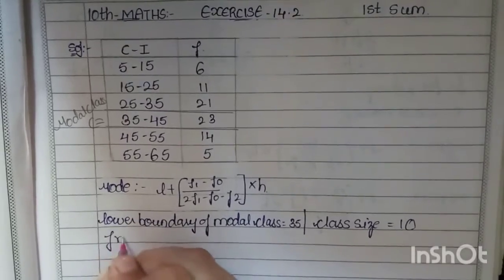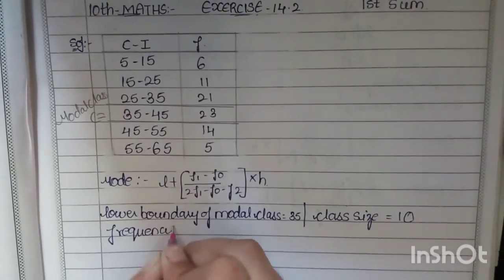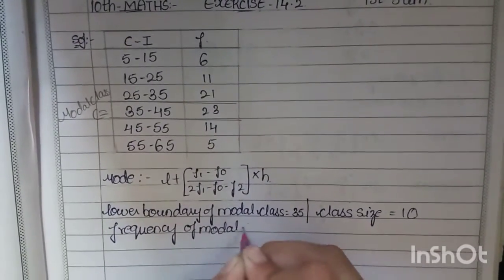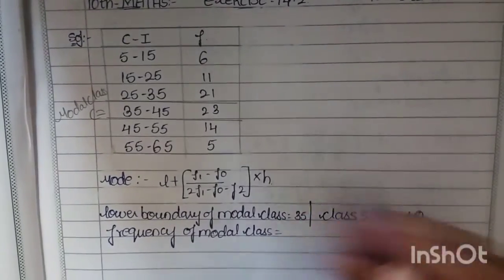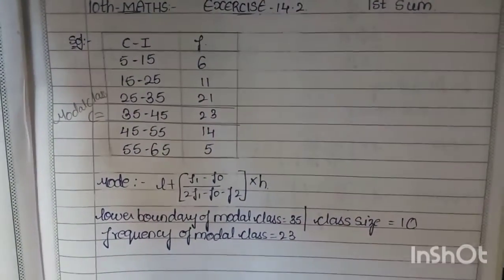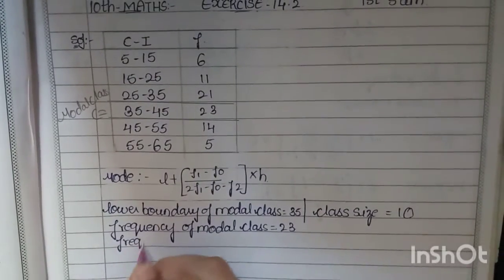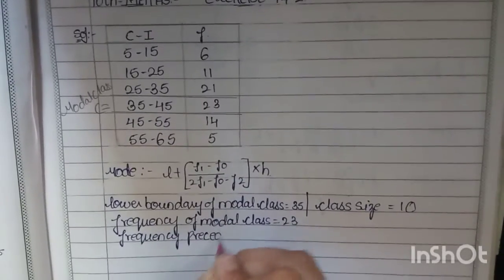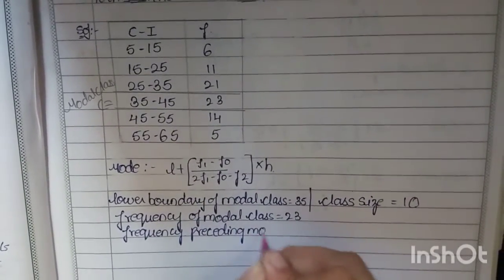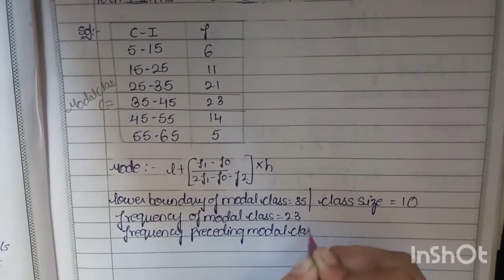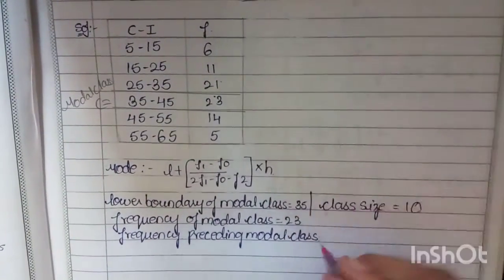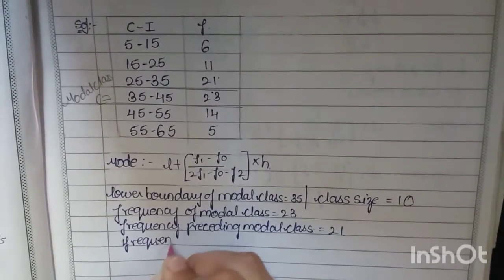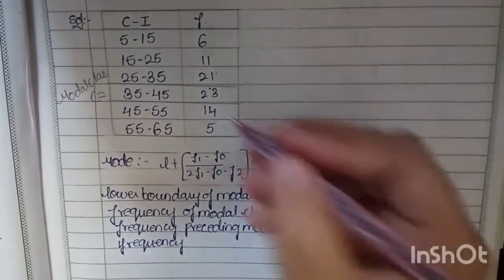Next, frequency. Frequency of modal class. The frequency of the modal class is 23. Next, frequency preceding the modal class. The frequency preceding the modal class is 21. Frequency succeeding the modal class, it is 14.